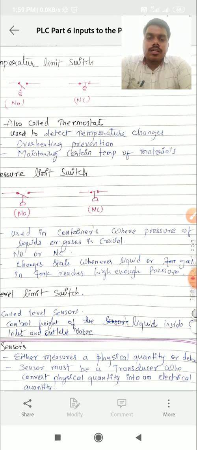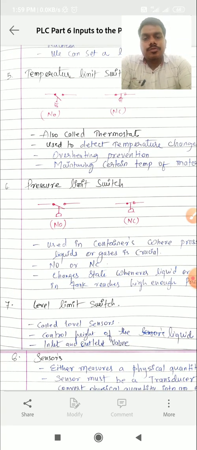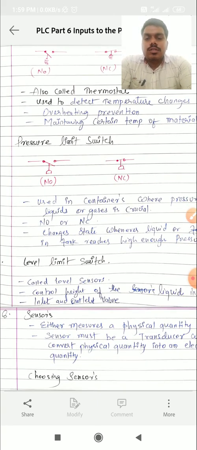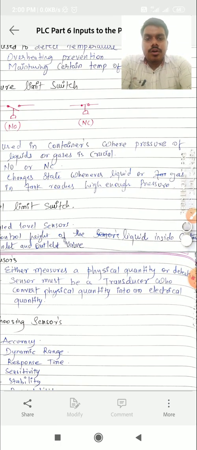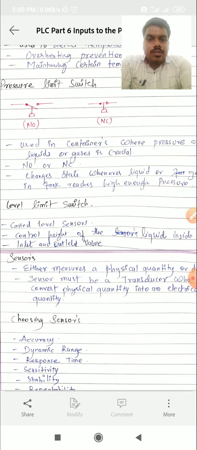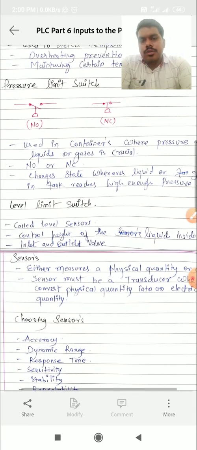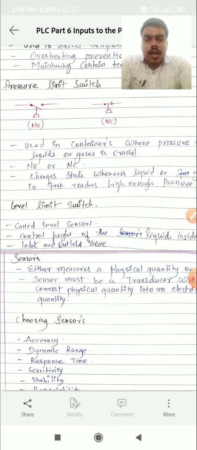As I said, in a container like a milk container, a gas container, or a petroleum container, there will be pressure of that liquid inside the chamber or container, and that is crucial, right? So we have to maintain that. At that point the pressure limit switch is used. NO and NC are the two types of pressure limit switch. They change state whenever liquid or gas in the tank reaches high enough pressure. If the liquid in the container reaches high enough pressure, the pressure suddenly increases, and at that time this kind of switch is preferable.